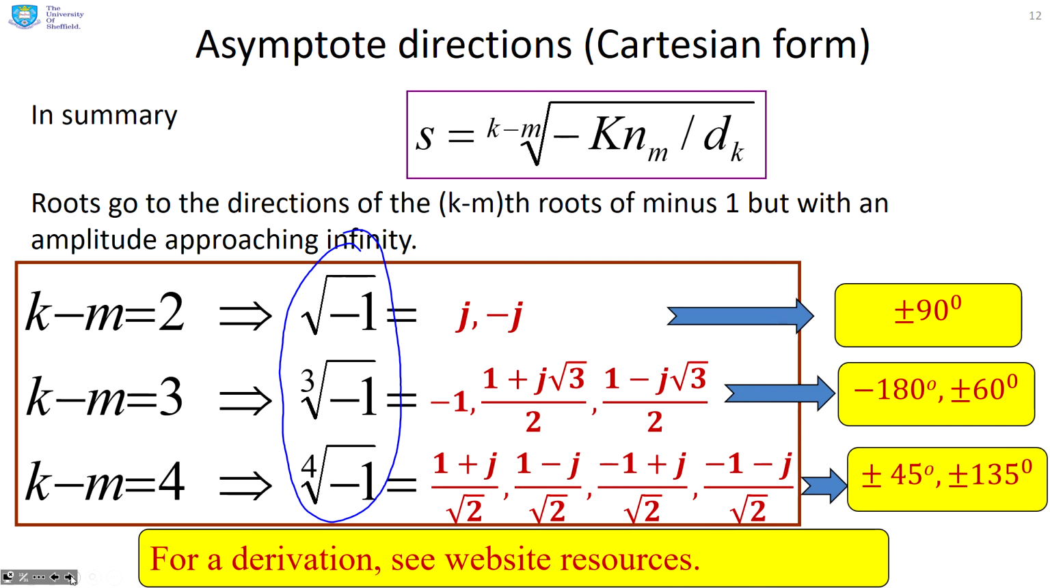So you can see if k minus m is 2, the asymptotes are plus or minus 90 degrees. If k minus m is 3, the asymptote directions are 180, plus or minus 60. If k minus m equals 4, you get plus or minus 45 degrees, plus or minus 135 degrees. And to be honest, you're not likely to get pen and paper examples beyond that.